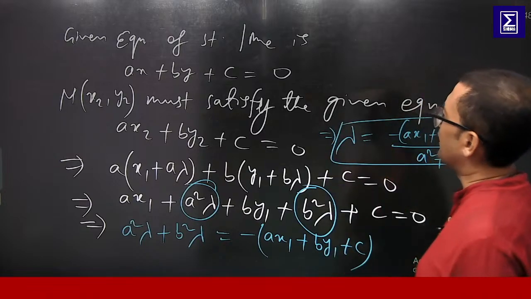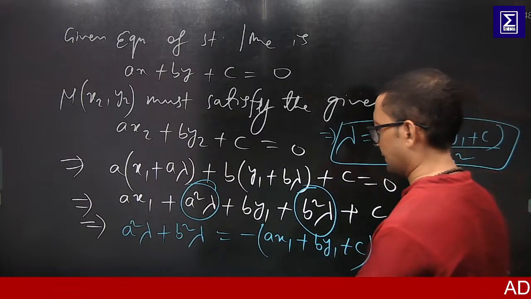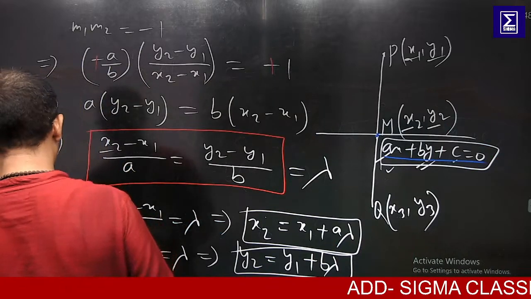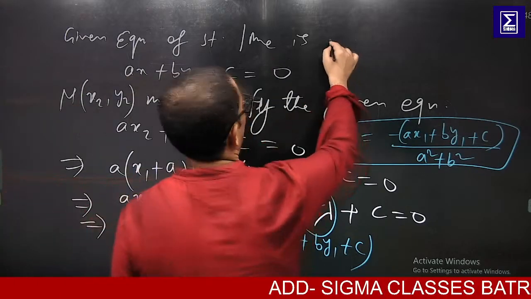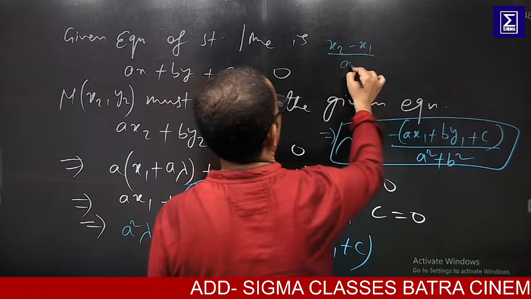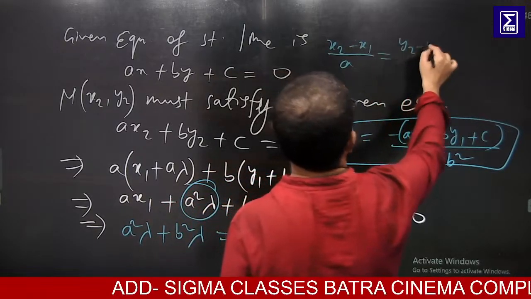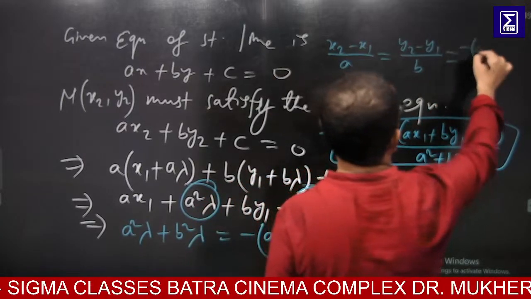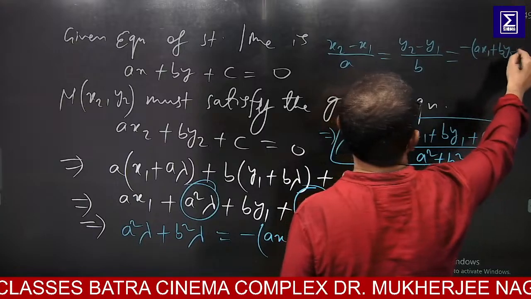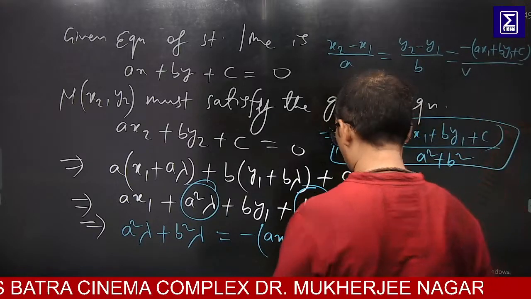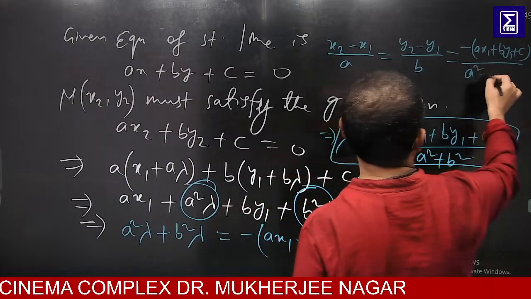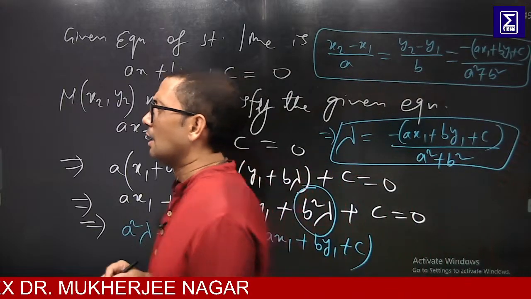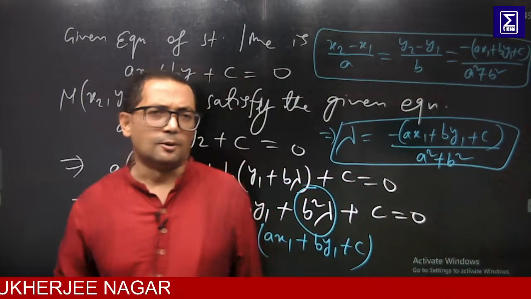So in the previous relation we will put it here like this. What was the relation here? (x2 - x1) upon a is equal to (y2 - y1) upon b, that is equal to minus of (ax1 + by1 + c) upon a square plus b square. This is the established relation for finding the foot of the perpendicular.